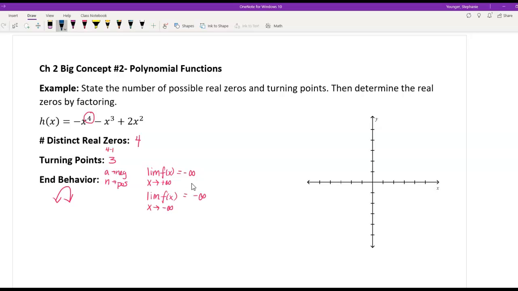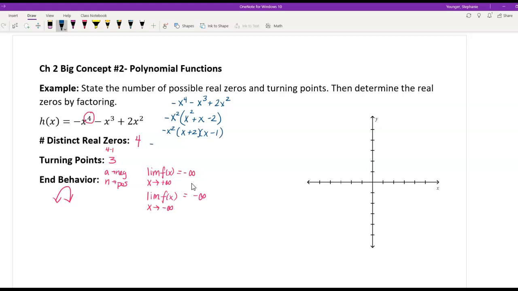So now let's go ahead and factor. We have negative x to the 4th minus x cubed plus 2x squared. I personally don't like negatives as leading coefficients, so that is what I'm going to factor out. I'm going to factor out a negative x squared. When I do that, I'm left with a positive x squared, a positive x, and a negative 2. So let's go ahead and factor this. We have negative x squared. I need the factors of negative 2 that will give me a positive 1, which is x plus 2, x minus 1.